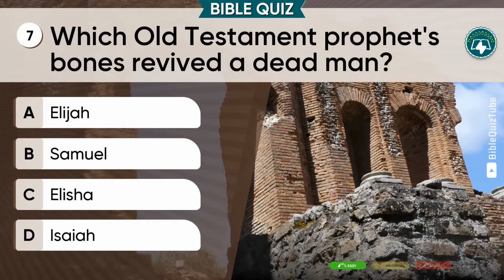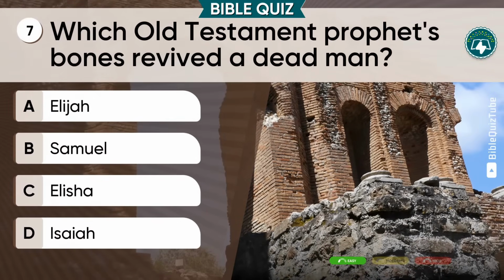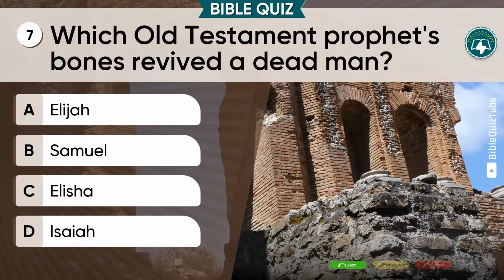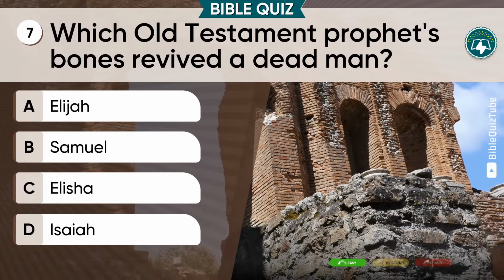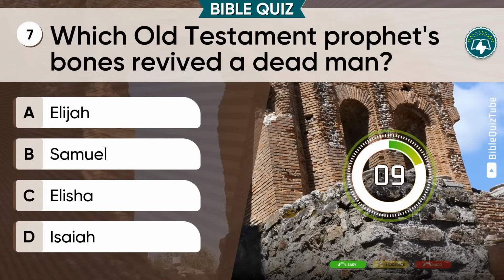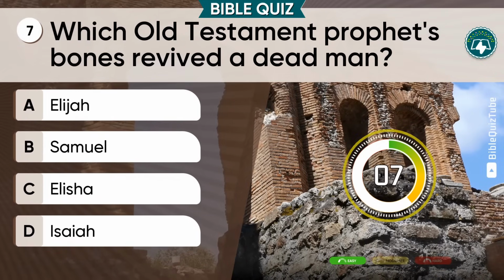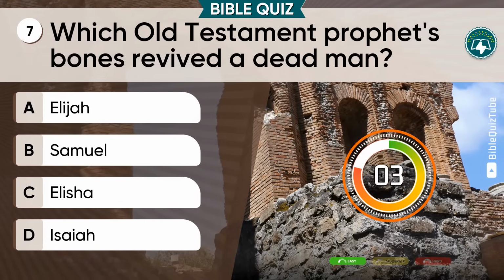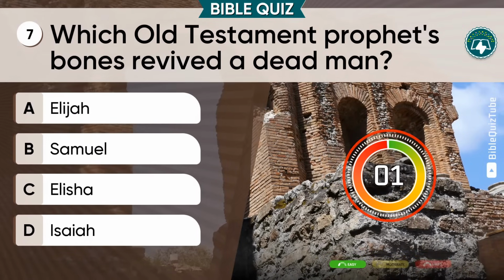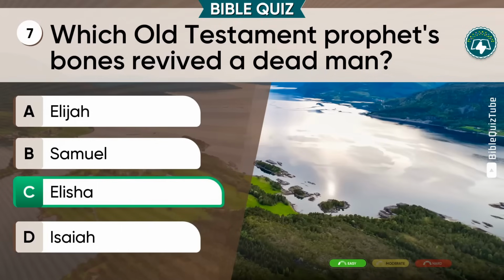Question 7. Which Old Testament prophet's bones revived a dead man? A. Elijah. B. Samuel. C. Elisha. D. Isaiah. The expected answer is C.